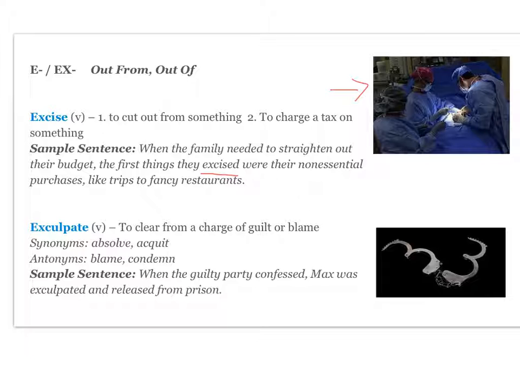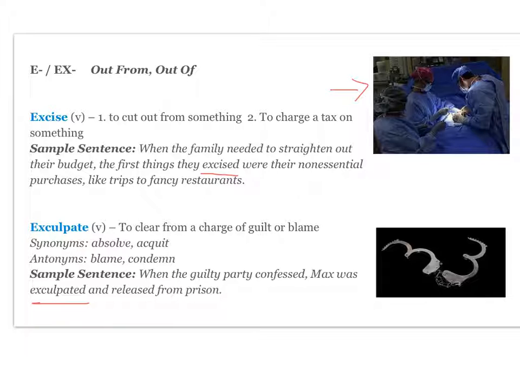Your next word is exculpate, which is a verb, and it means to clear from a charge of guilt or blame, or more simply, to prove that someone is innocent. Your synonyms are absolve or acquit. Your antonyms are blame and condemn. And your sample sentence says, when the guilty party confessed, Max was exculpated and released from prison.